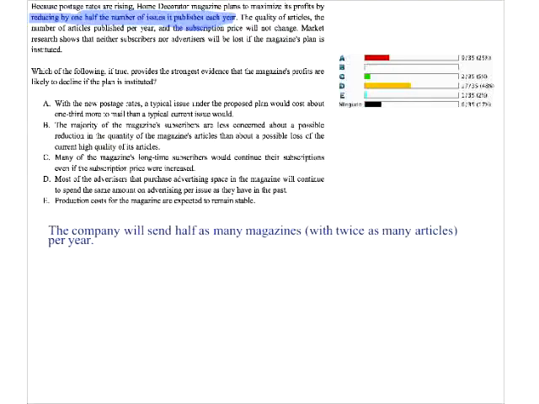The quality of articles, the number of articles published per year, and so on will not change. And they will have the same subscribers, and they will have the same advertisers. So they figure that the postage will cost less.